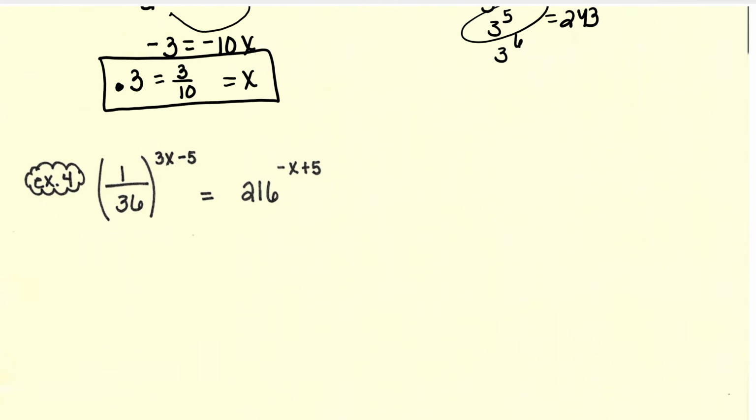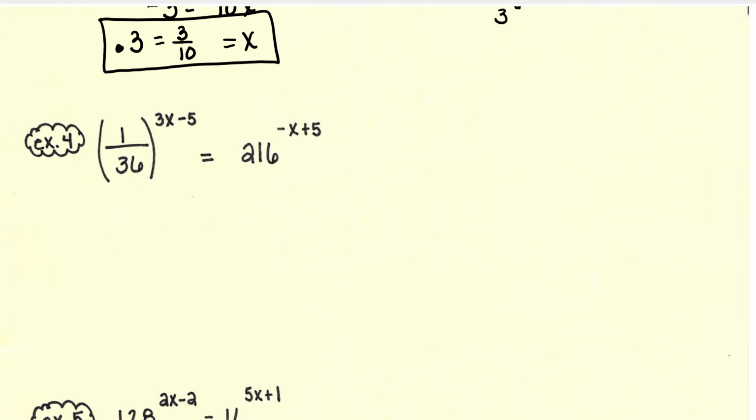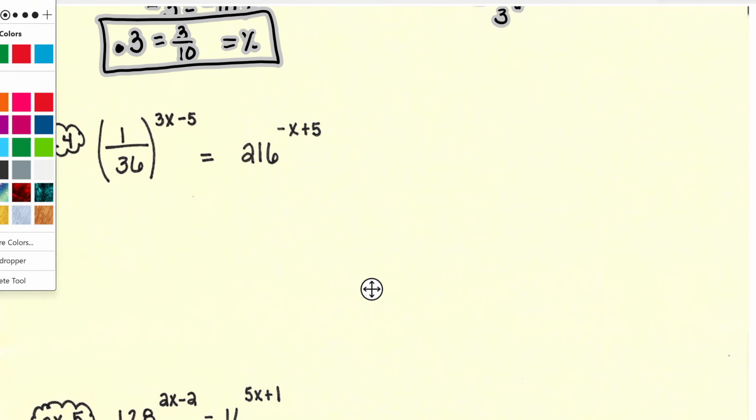Let's take a look at number 4. All right, so looking at number 4, we've got to think about what base that we're going to get these equal to. So I'm thinking 6 squared is 36. So that's the base that we want.